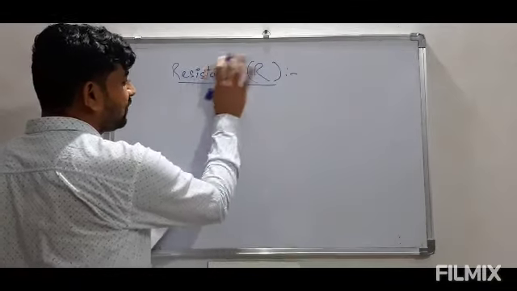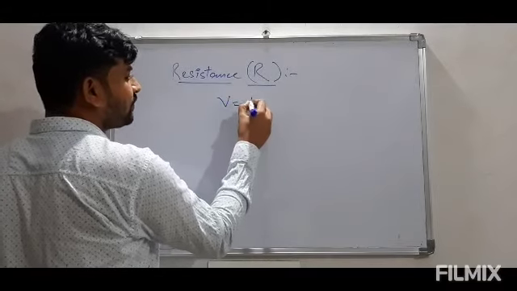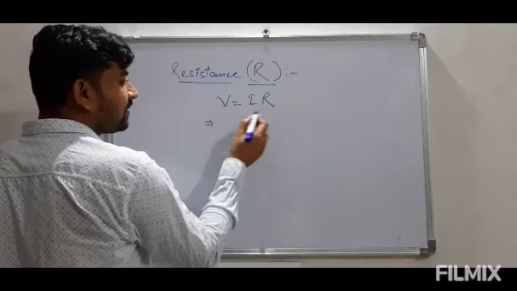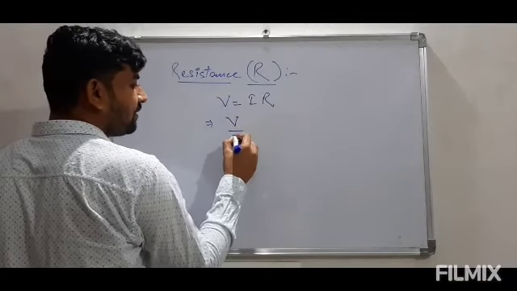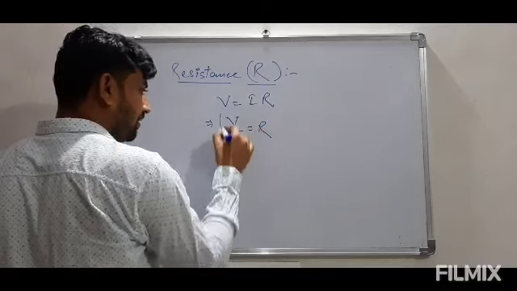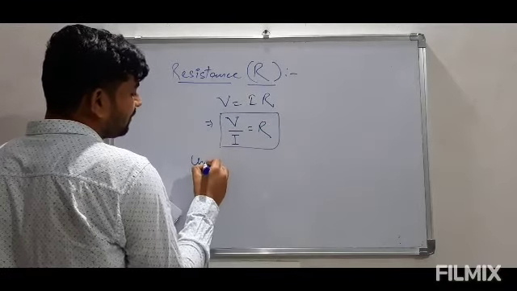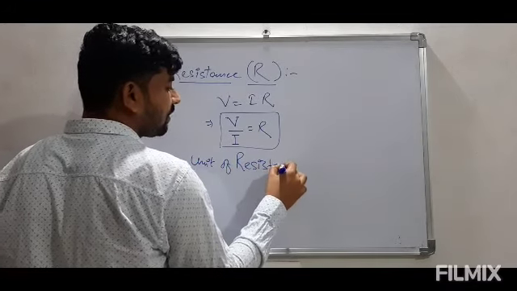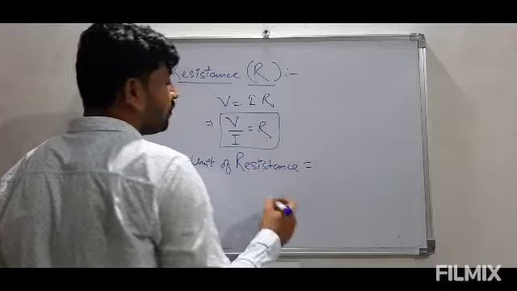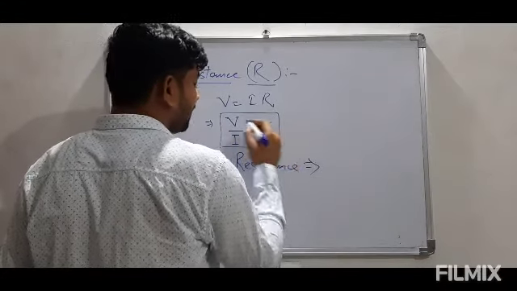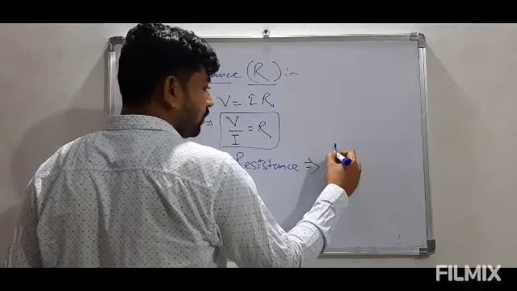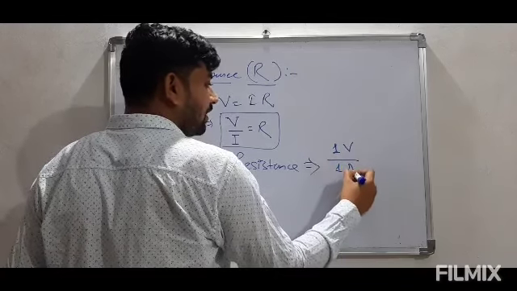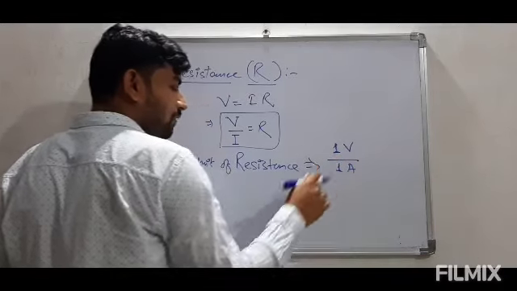If we talk about Ohm's law, it is V equals IR. If we want to calculate the value of resistance from here, it can be V upon I, that is R. Then comes the unit of resistance. From the above relation, it should be 1 volt upon 1 ampere. Potential difference is voltage. This is how we find out.